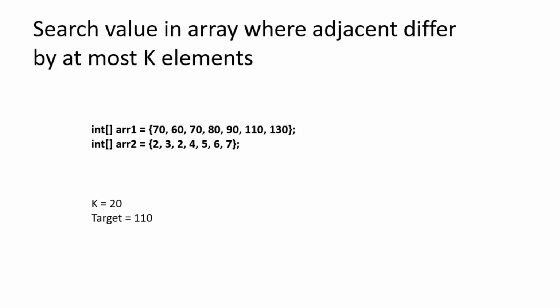So basically we are given an array where adjacent elements differ by at most k, or at most k difference. Now we need to find a particular value in that array.